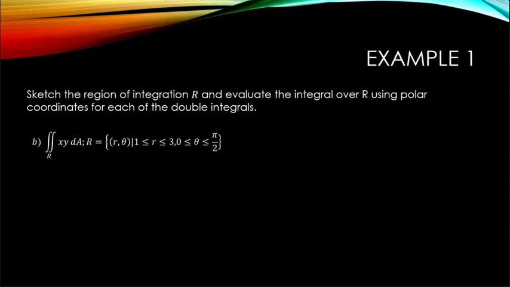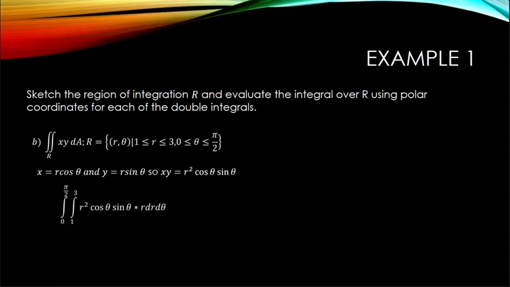In B, I have the double integral over the region R of x times y dA, and my region is already in polar coordinates. It is the set of all r, theta such that 1 is less than or equal to r, which is less than or equal to 3, and 0 is less than or equal to theta, which is less than or equal to pi halves. In this case, I need to use the relationships that say x is equal to r cosine theta and y is equal to r sine theta, so that x times y becomes r squared cosine theta sine theta.